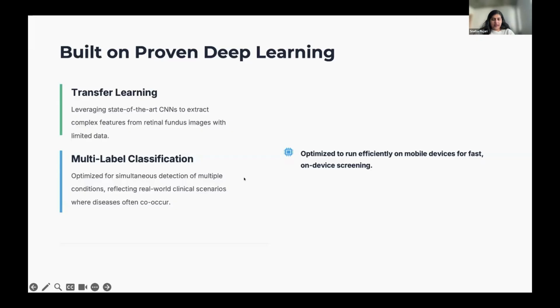Another key focus for us is deploying the model. We're actively optimizing these models to run efficiently on mobile devices so that the screening can happen directly on a smartphone without relying heavily on cloud infrastructure. So the goal is not just to build an accurate model, but to build something that is practical and usable in a real world environment. Moving on to the next slide.